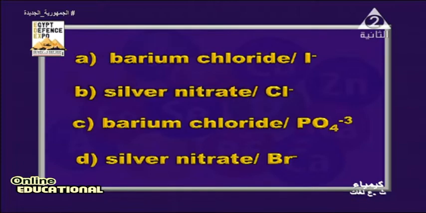So here, if you look at the choices: barium chloride and iodide, or silver nitrate and chloride, or barium chloride and phosphate, or silver nitrate and bromide. Which one will be a white yellow precipitate that is slightly soluble in ammonia? It is bromide. So the answer is silver nitrate and bromide anion.